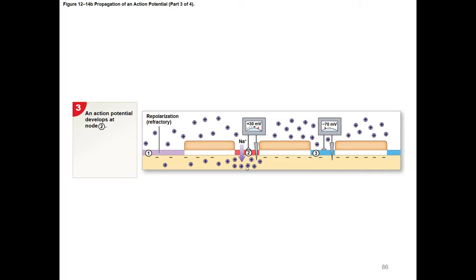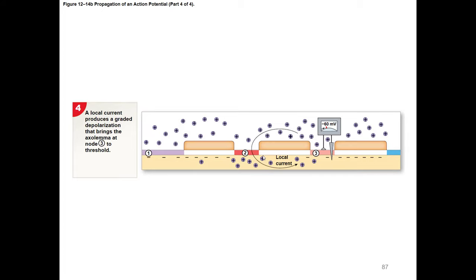Now that the sodium has rushed in, where is it going to go? It's going to sweep forward in the local current to segment 3, again skipping over this big myelinated chunk, which again is wonderful because it makes it quicker. We're leapfrogging over. So when we sweep forward towards segment 3, that's going to cause node 3 to go to threshold, and then it will cause sodium to rush in, and we will fully depolarize to positive 30.